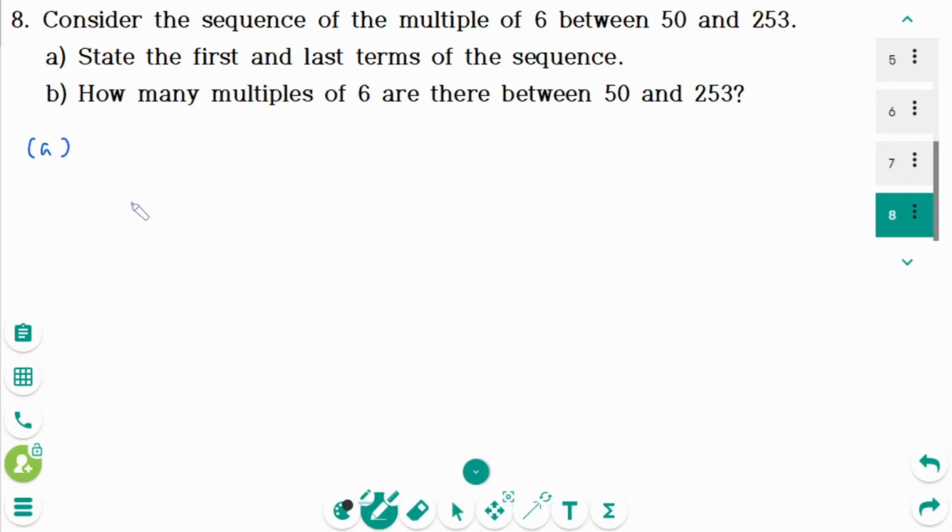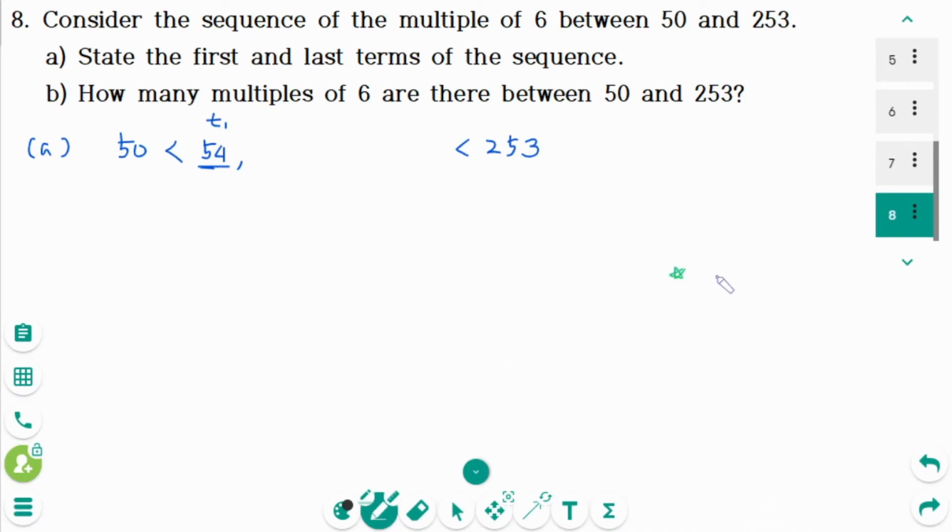Number A. The multiples of 6 between 50 and 253 means greater than 50 and less than 253. It's easy to find the least multiple of 6 which is greater than 50. The first term is 54. What about the greatest multiple of 6 less than 253? There are more students than expected who can find this number even with a calculator. Shall we get it together?